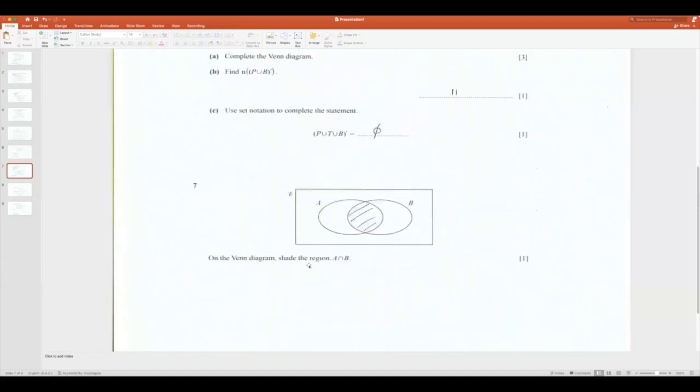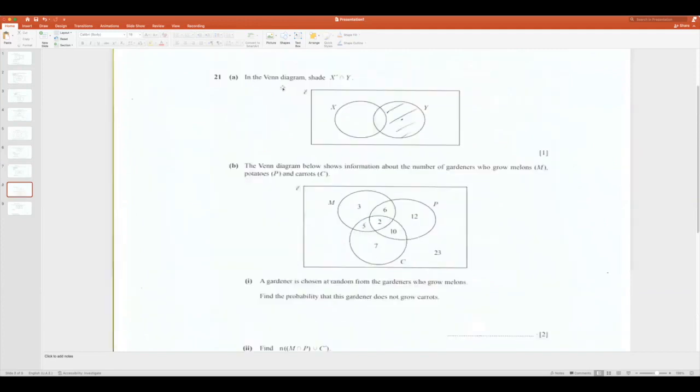On the Venn diagram, shade the region A intersection B. I have shaded here A intersection B. This one. In the Venn diagram, shade X dash intersection Y. X dash means without X. Intersection Y means this is the area. We have to color it.